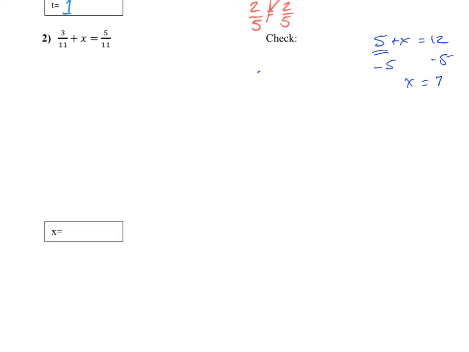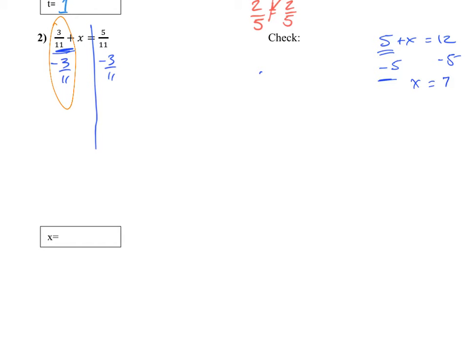So when I look over at the problem, the thing that's attached to the x is the 3/11ths. Just as I subtracted the 5 from both sides, I'm going to subtract 3/11ths from both sides. On the left side, that equals 0, so I just have an x over here. And on the right-hand side, I have 5/11ths minus 3/11ths, which means x equals 2/11ths.